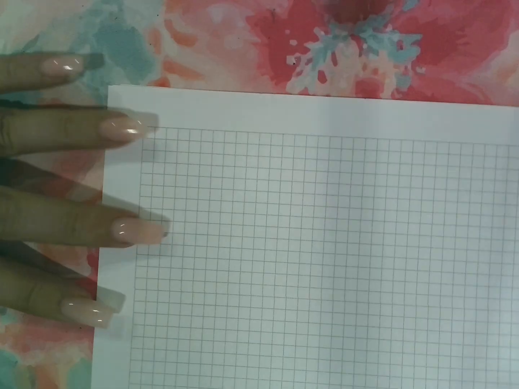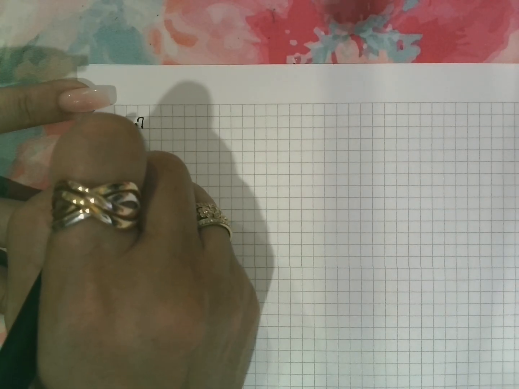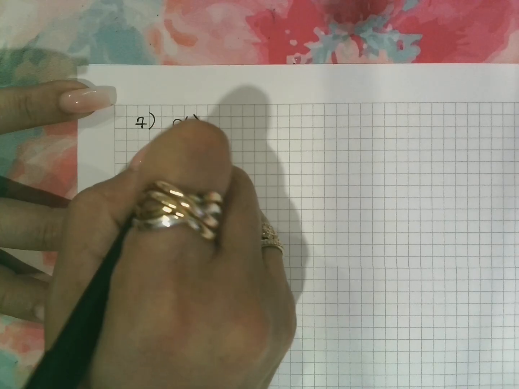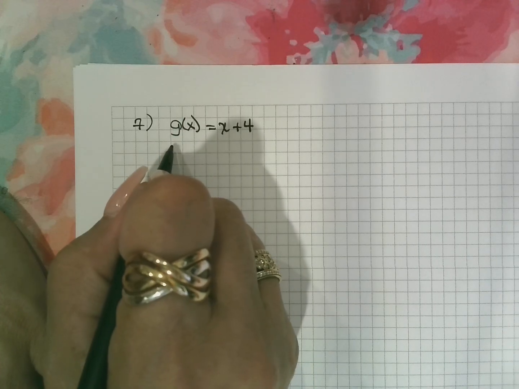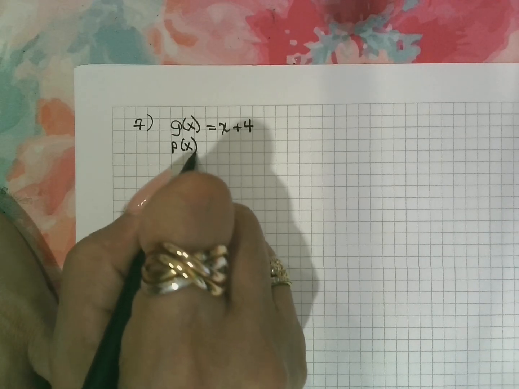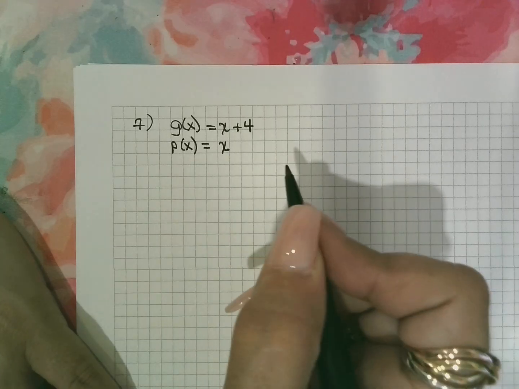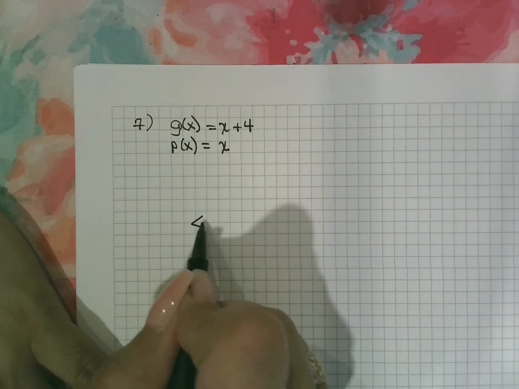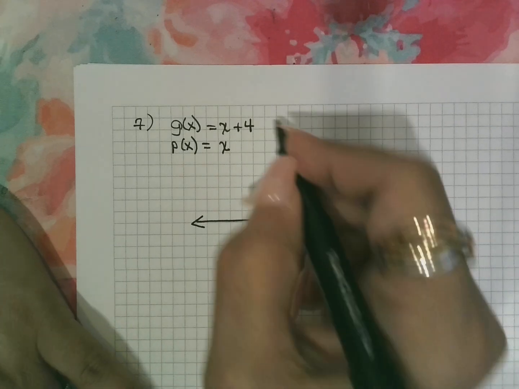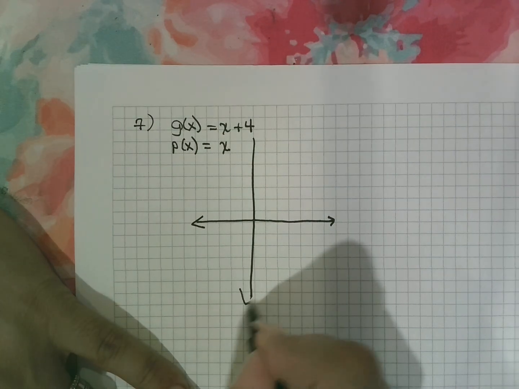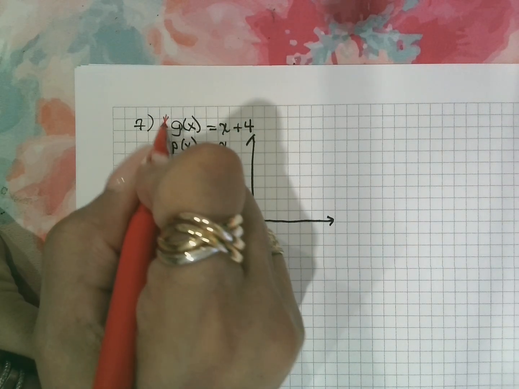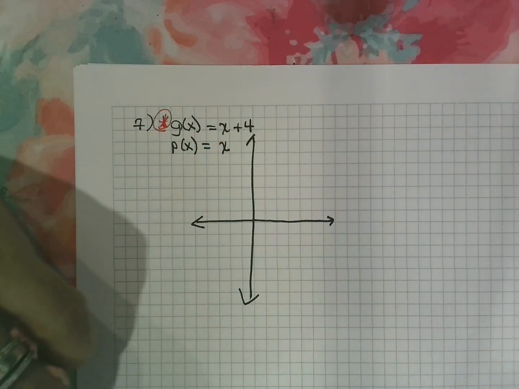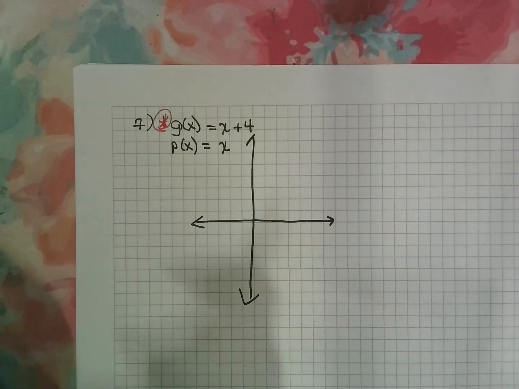For number 7, we have g of x equals x plus 4. This is a linear function, so its parent, I'm going to call it p of x for parent, is just x, right? Let's go ahead and graph. This g of x I'm going to do in red, and p of x I'll do in blue.